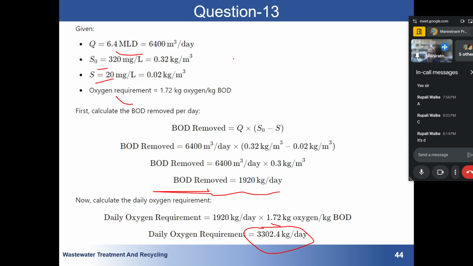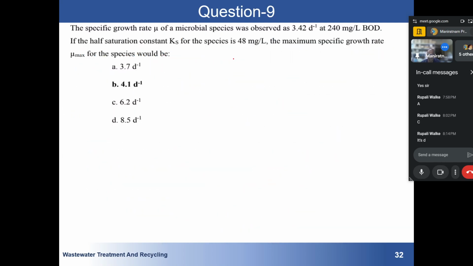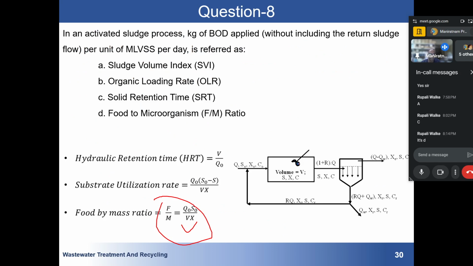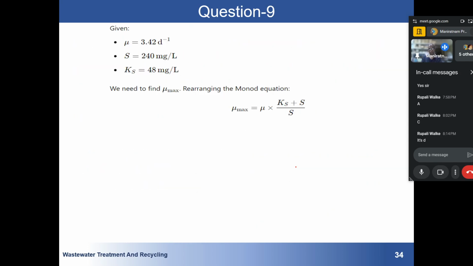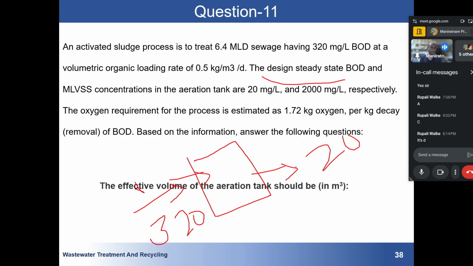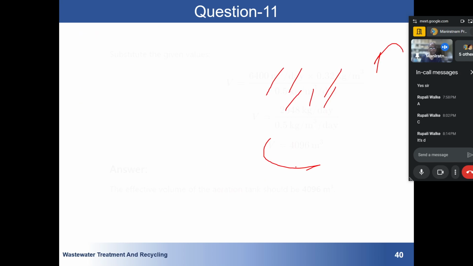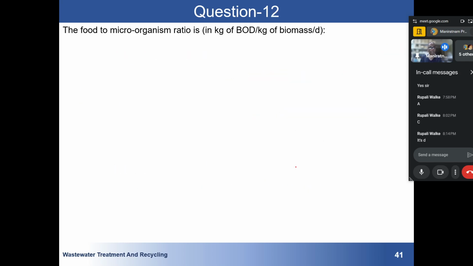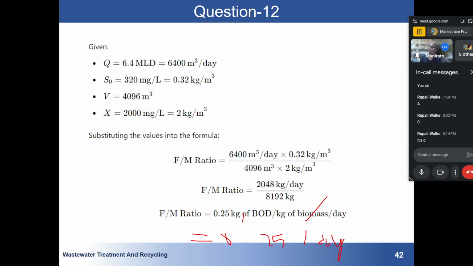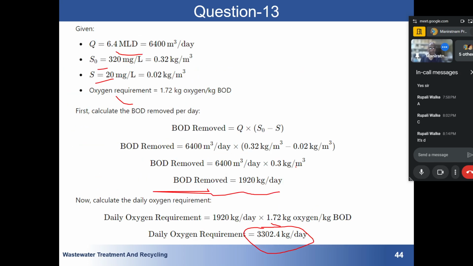So if this was your aeration tank, in this aeration tank this much oxygen has to be provided for proper functioning of our activated sludge process. If that is not the case, our activated sludge process won't work, and the first thing we will see is that our targeted BOD, that was 20 milligram per liter, won't be achieved.